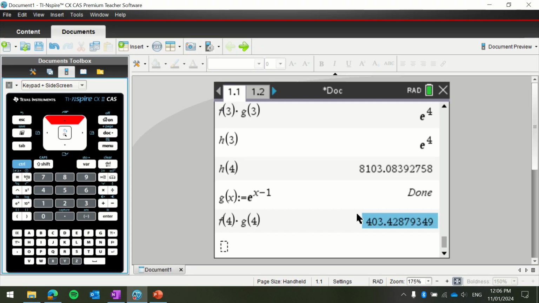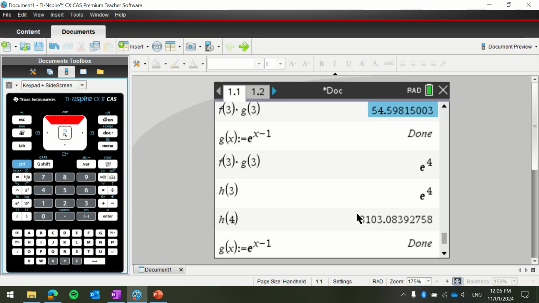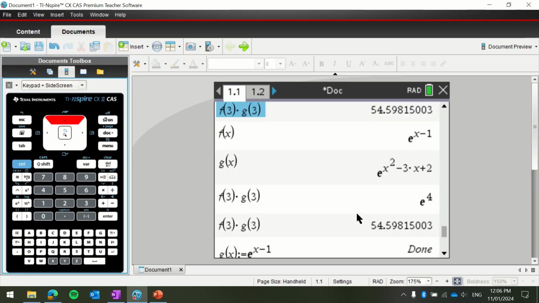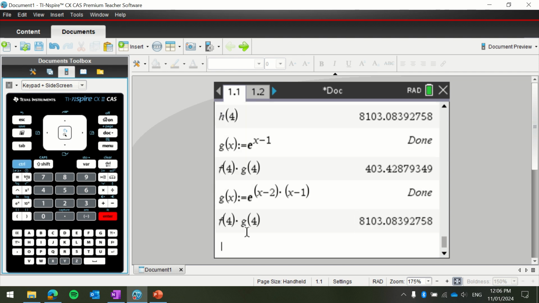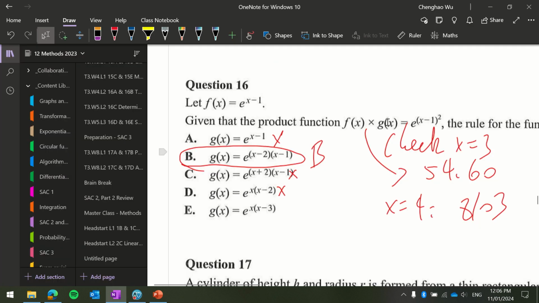And then I try option B. Where is my option B? Here. And then I compute this again. This f4 times g4 now agrees with the right-hand side of the equation here. So that's good. So B should be the answer. What about C?